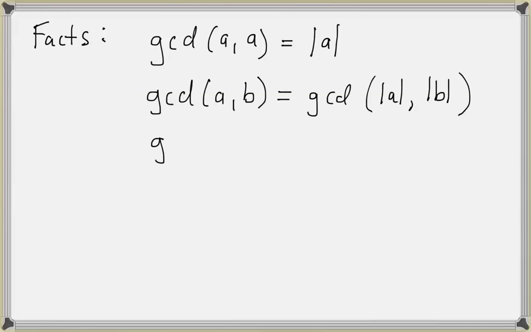We also saw this fact that if you take the GCD of 0 with any non-zero integer a, that should equal the absolute value of a, because every integer divides 0, and the biggest integer that divides a would be the absolute value of a. Now we're going to look at the Euclidean algorithm for finding the greatest common divisor.